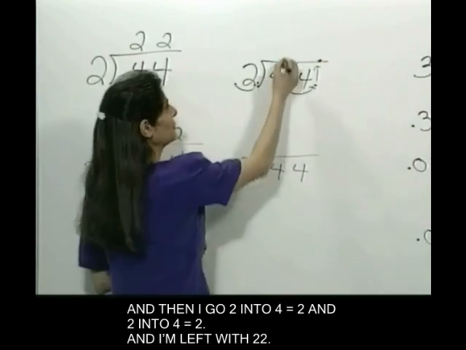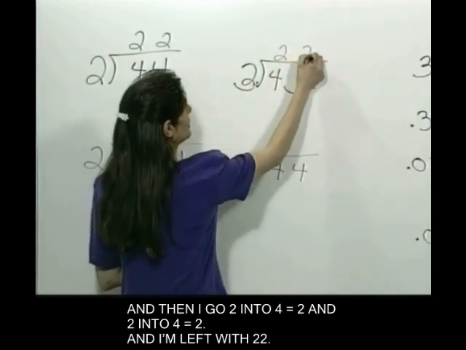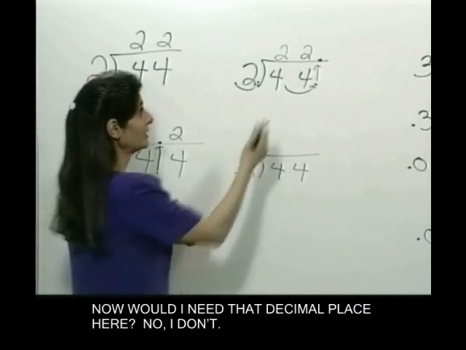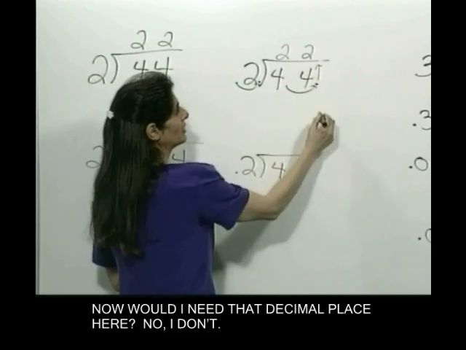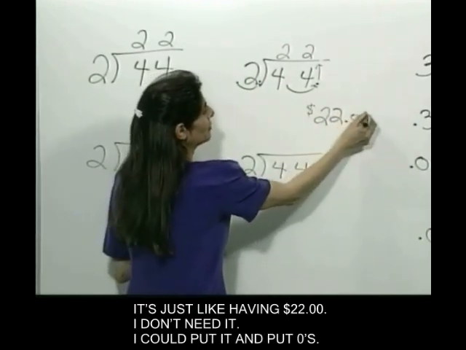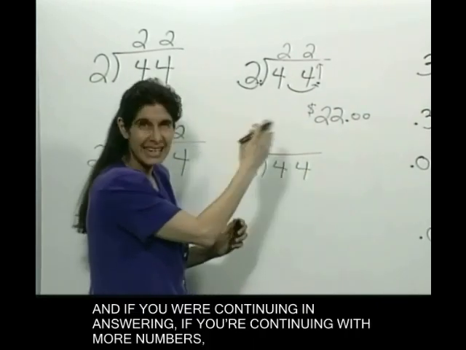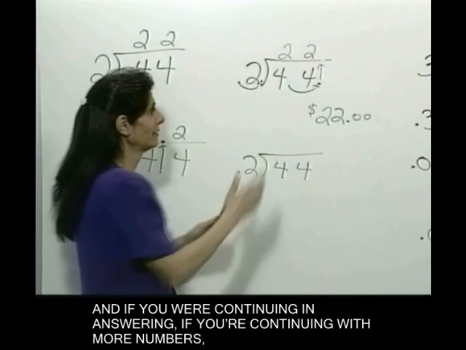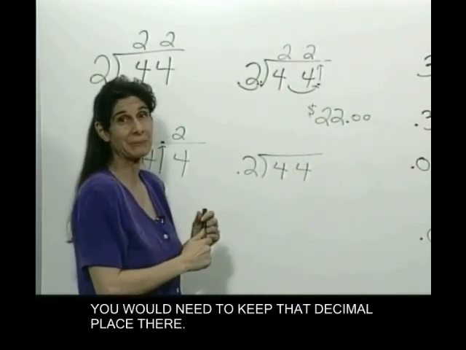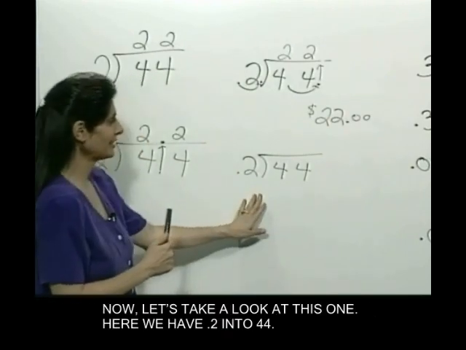And then I go 2 into 4 is 2, and 2 into 4 is 2. And I'm left with 22. Now, would I need that decimal place here? No, I don't. It's just like having $22. I don't need it. I could put it and put zeros. And if you were continuing with more numbers, you would need to keep that decimal place there.